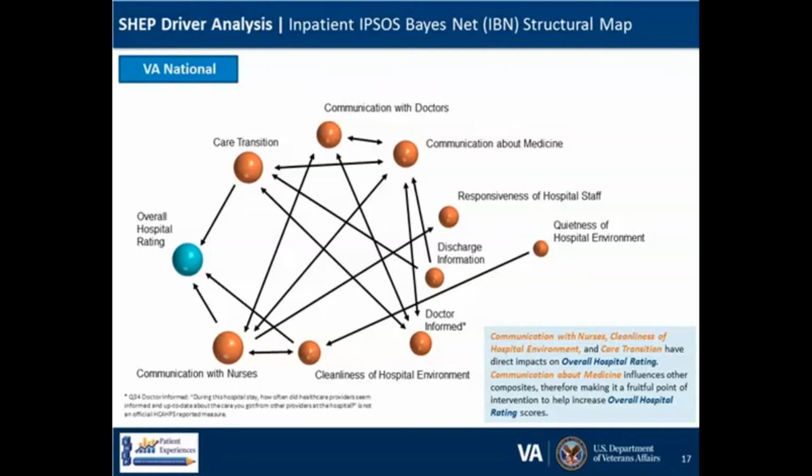Also note that there are only 3 metrics that directly impact that overall hospital rating, and that would be communication with nurses, care transition, and cleanliness of the hospital environment. Notice that communication with doctors does not directly influence that overall hospital rating, but indirectly through communication with nurses. So here we've found that for most hospitals, communication with nurses and care transition are the 2 biggest drivers of that overall hospital rating. All right, next slide, please.